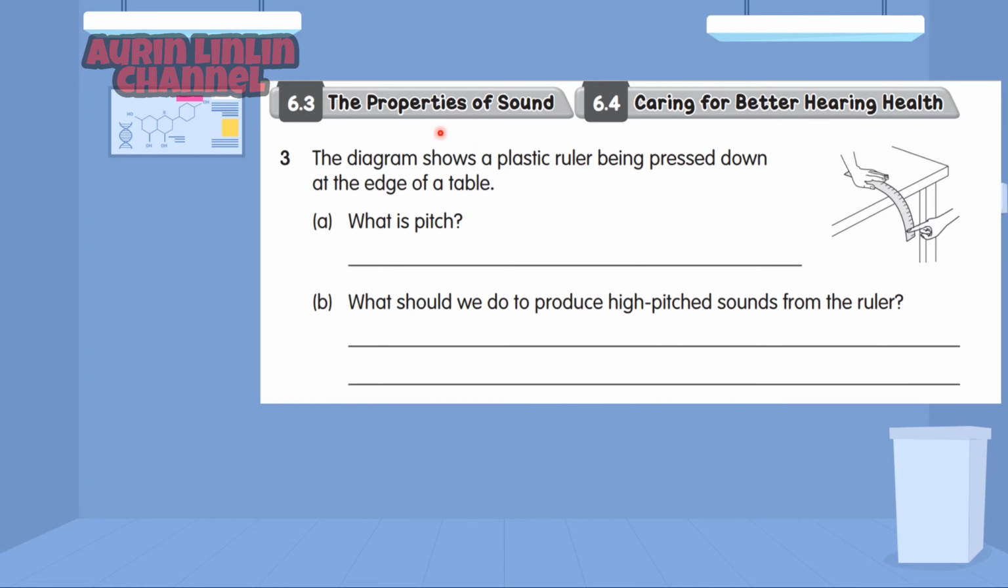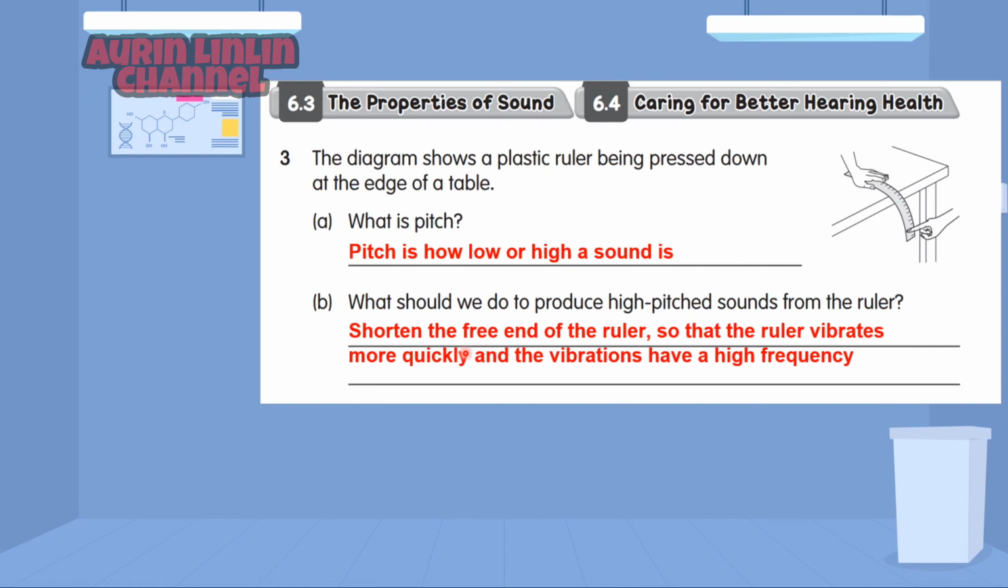Part 3. The properties of sound, and Part 4. Caring for better hearing health. The diagram shows a plastic ruler being pressed down at the edge of a table. A. What is pitch? Pitch is how low or high a sound is. B. What should we do to produce high-pitched sound from the ruler? Shorten the free end of the ruler so that the ruler vibrates more quickly and the vibration have a high frequency.